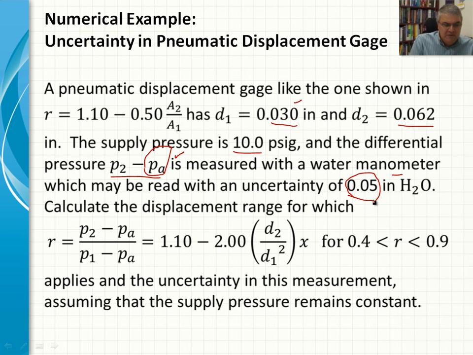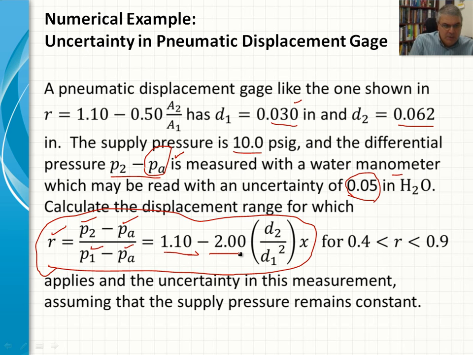So we calculate the displacement range for which R is P sub 2 minus P sub A divided by P sub 1 minus P sub A. This is from our equation. Again, we just duplicate the equation here. This is what we've seen so far. Nothing new about this equation that I'm encircling in red. So this is the equation that's given. It's very important to realize that this is only valid for the range given here, the range of R between 0.4 and 0.9.